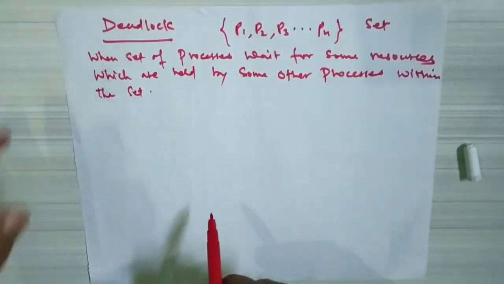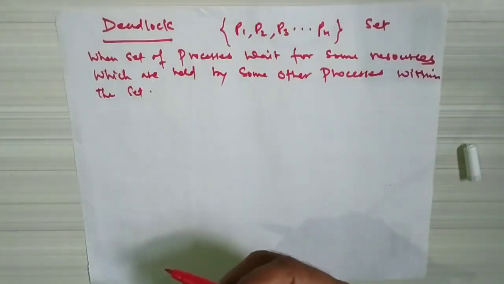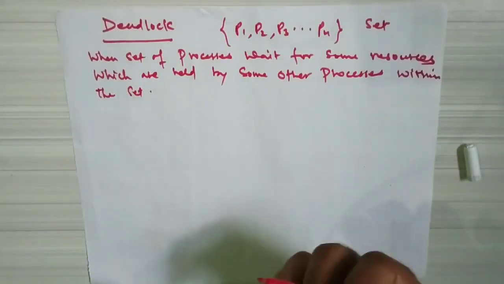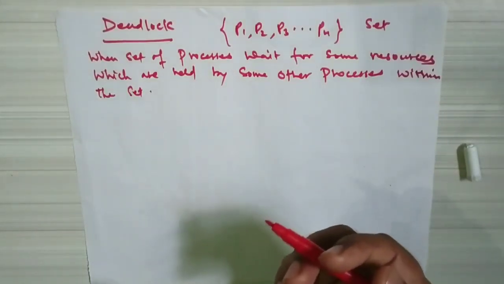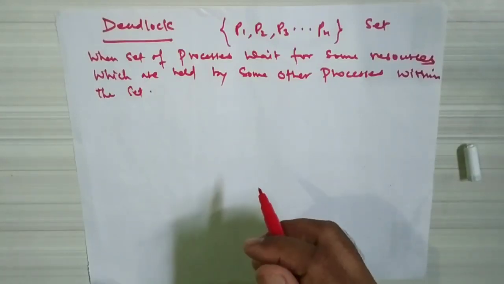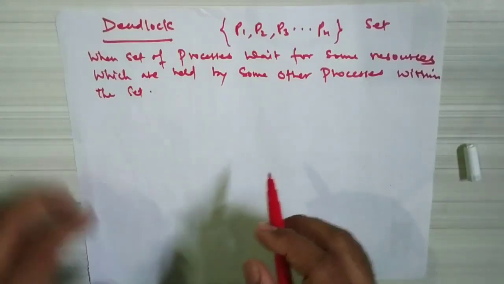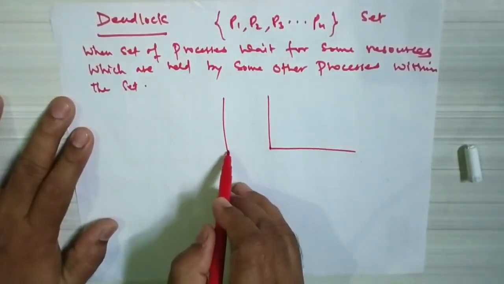If any process holds the control of any resource which is being required by any other process, then we can say that it is a deadlock. And we have seen the examples also. We'll see one more example.